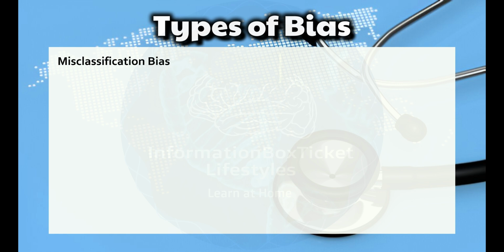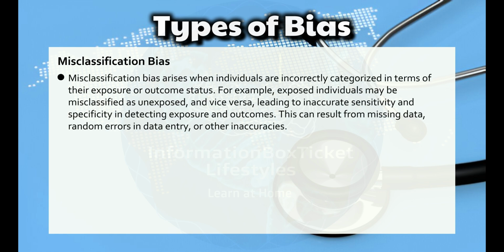Misclassification bias. Misclassification bias arises when individuals are incorrectly categorized in terms of their exposure or outcome status. For example, exposed individuals may be misclassified as unexposed, and vice versa, leading to inaccurate sensitivity and specificity in detecting exposure and outcomes. This can result from missing data, random errors in data entry, or other inaccuracies. Misclassification bias can be further classified into different types.